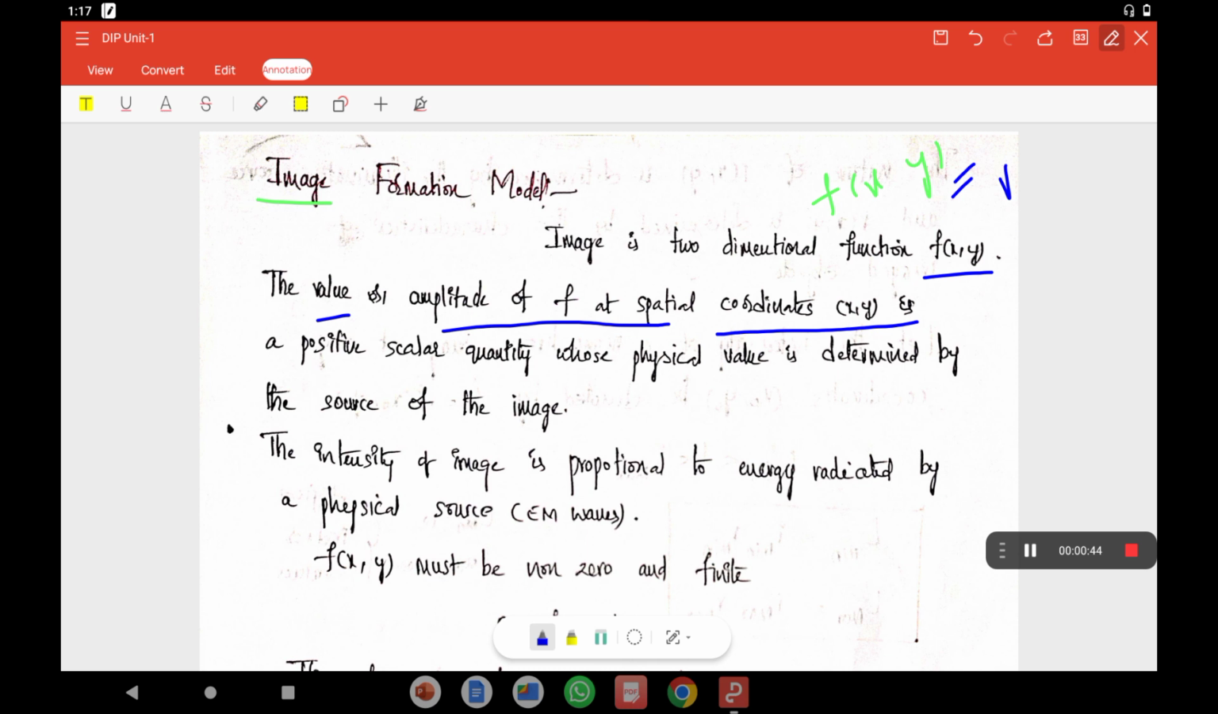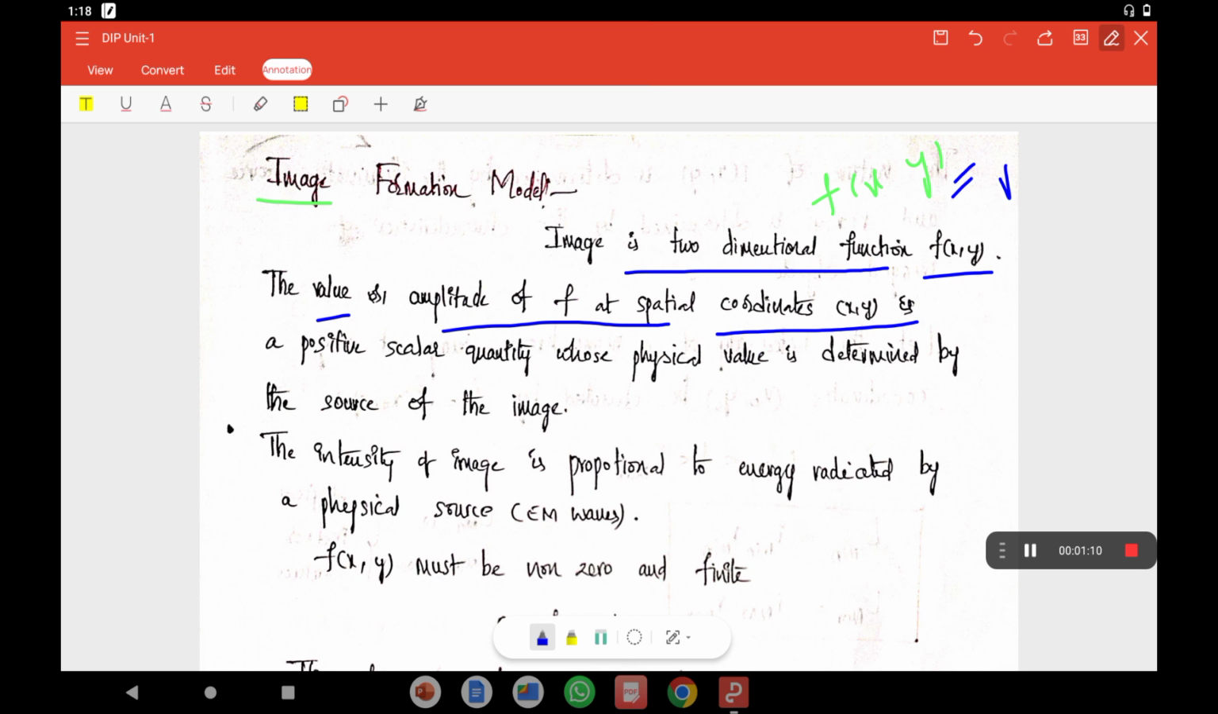That means if you are taking a two-dimensional function, f is nothing but f of x comma y, where x comma y are two spatial coordinates. x is the x-axis direction, y is the other direction. That means if any function has two coordinates, that is generally called a two-dimensional function, right? So from that, image is a two-dimensional function. That is the basic meaning.